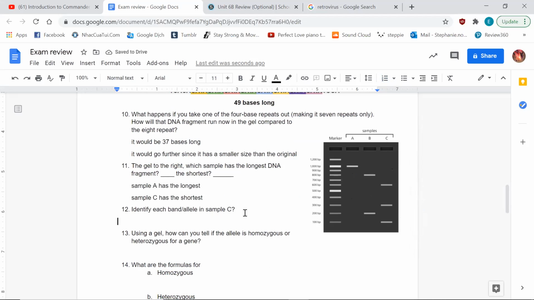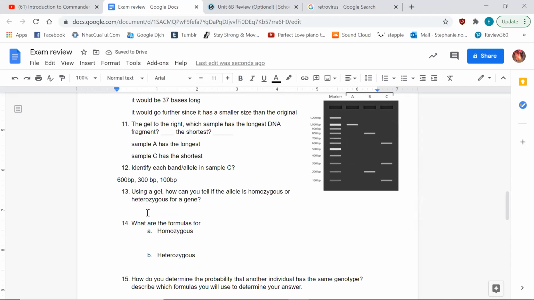Identify each band/allele. In sample C, you would just check their lengths. We'll just mark them by number going. So there's a 600 BP. There's a, that looks like 300. And then there's a 100.